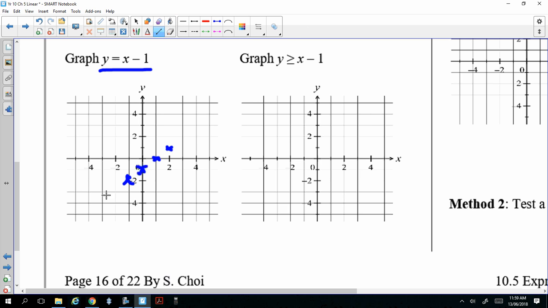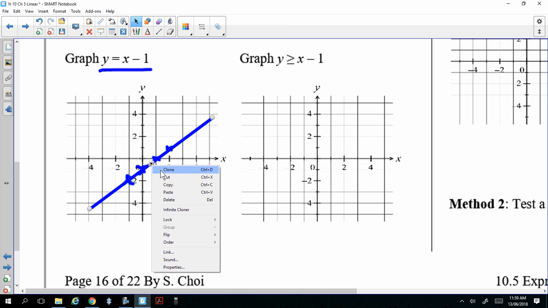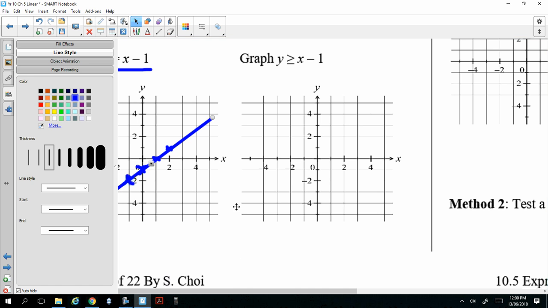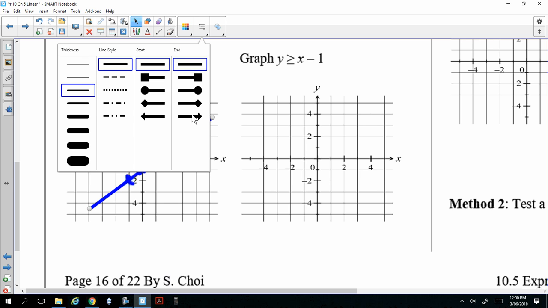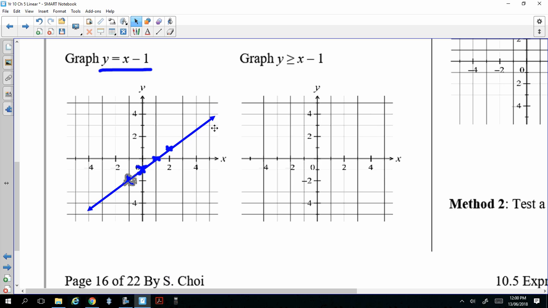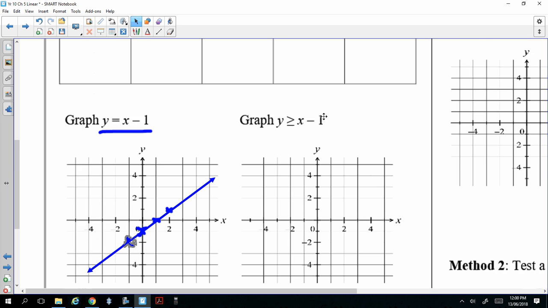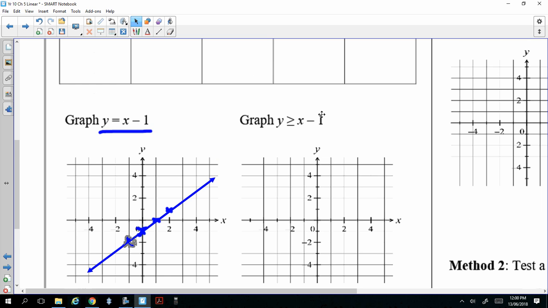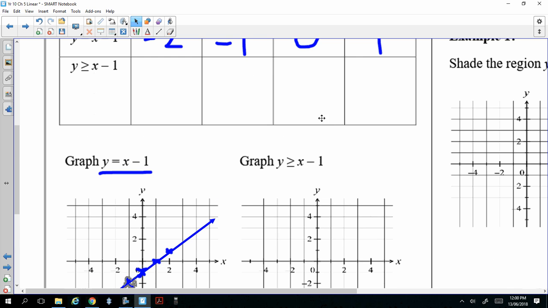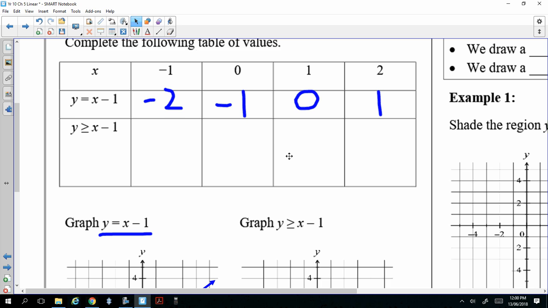Okay, let's try to do this. Alright, so you draw this line like this, and then we're going to turn it into properties. Actually, not like this. Put arrows on both ends. Okay, good. That's your line. Once you drew the line, we're going to do the inequality, which gives you a region.